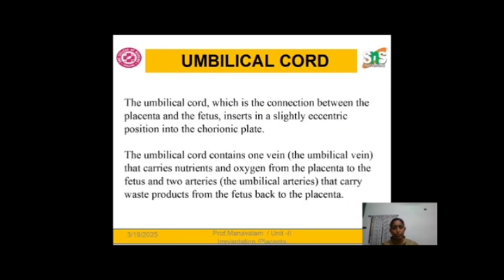Next, the structure of the umbilical cord. It is the connection between the placenta and the fetus. It is inserted slightly eccentric, not in the center, midway between the center and the margin. That's why it is called an eccentric position in the chorionic plate. It contains one umbilical vein and two umbilical arteries. The umbilical vein carries the nutrients and oxygenated blood from the placenta to the fetus. At the same time, the umbilical arteries take the waste products and deoxygenated blood from the fetus to the placenta.